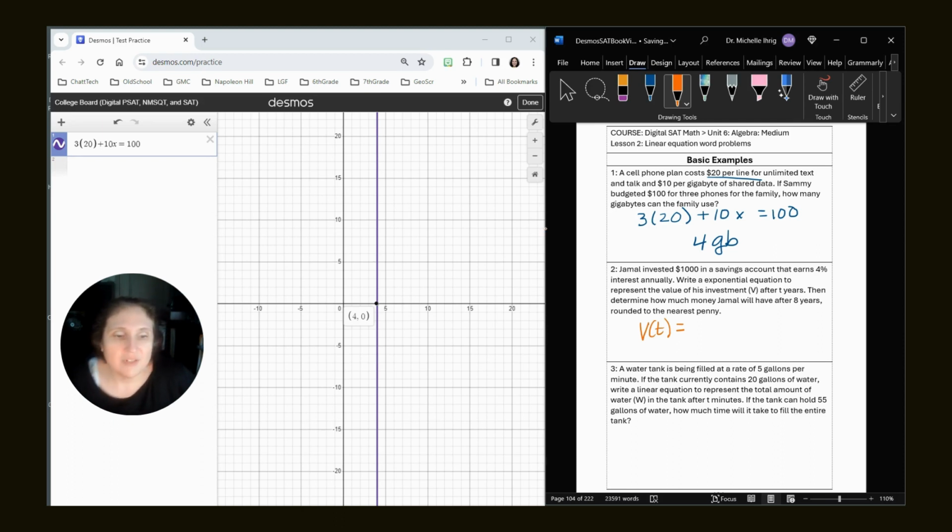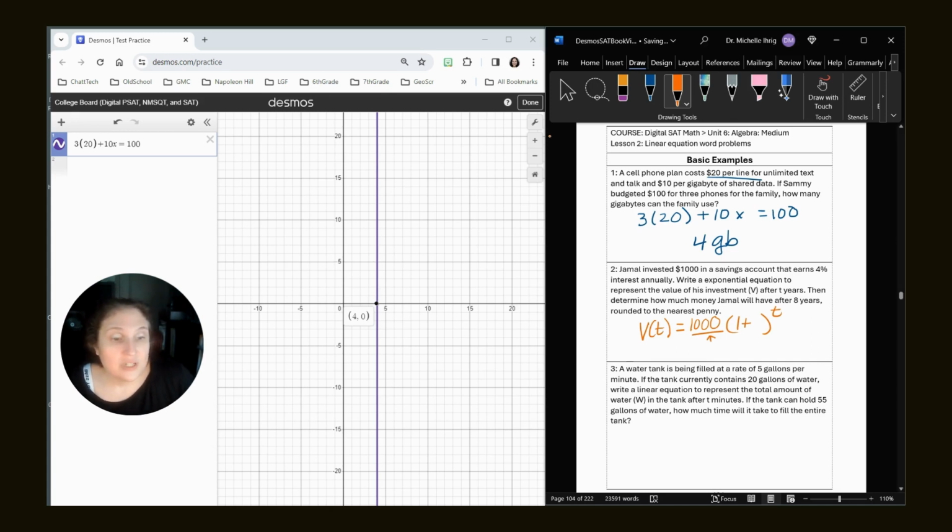So we've got V of t equals, and this is how you would write exponential functions. This number right here is our starting value. So he started with 1,000. Then we put 1. Because he earns interest, it would be 1 plus. If you watched my previous videos, I think it was Unit 2 when we did exponential functions, there was a lot of depreciation of car value, in which case it would have been subtraction. But growth we add, depreciation we subtract.